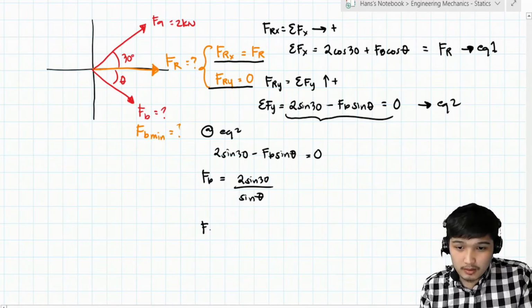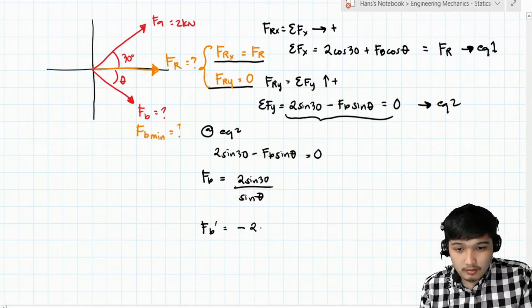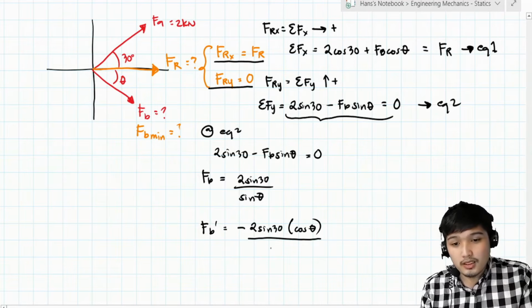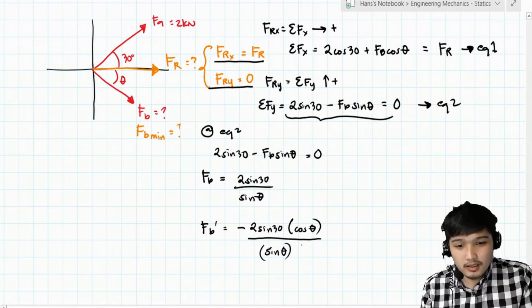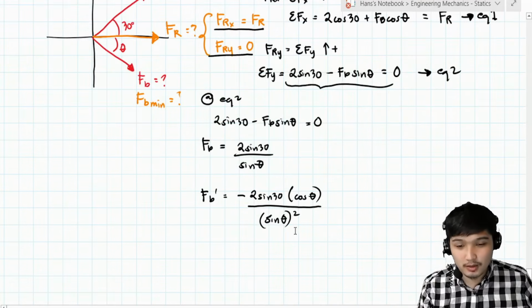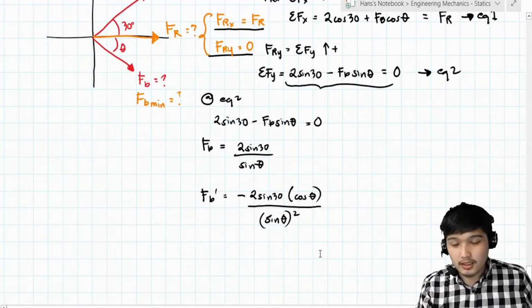Kunin natin yung derivative. So, FB prime equals, paano to? Yung negative 2 sine of 30 times yung derivative ng denominator. So, that is what? Sine, magiging cosine. And then, over yung denominator squared, sine theta squared. Basta alam mo na yun, class. Dumaan ka na sa calculus, so recall mo na lang yung pag-solve ng ganyan.